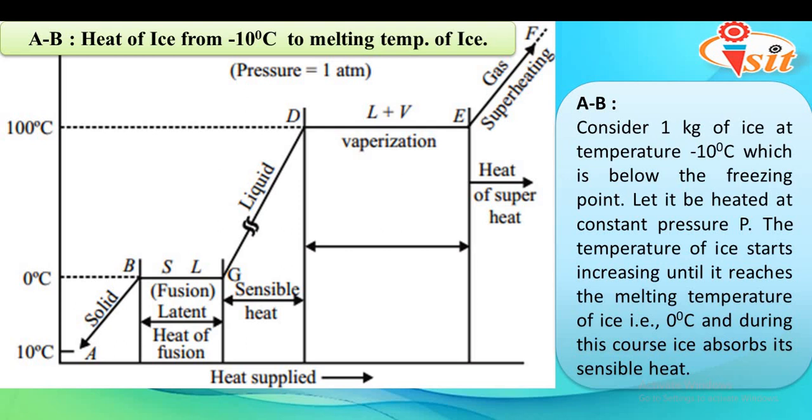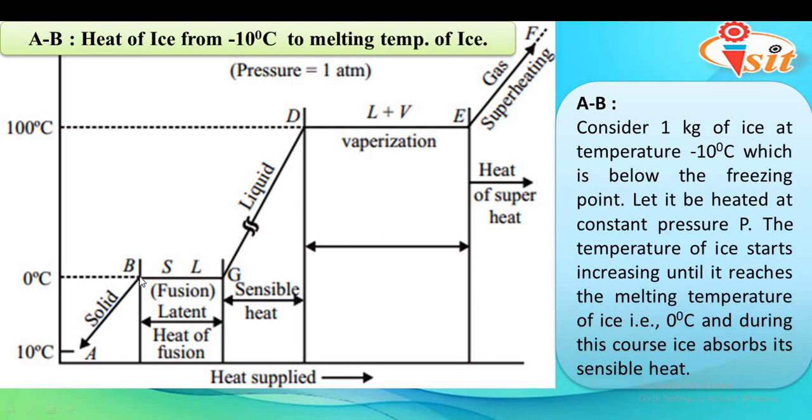You should note what we discussed in the previous slide, what sensible heat and latent heat are. Here we are adding heat to the ice and there is no change in phase, just a rise in temperature. This type of heat added to the ice is called sensible heat, since there is a rise in temperature and no change in phase.